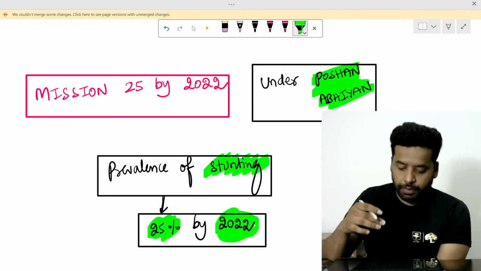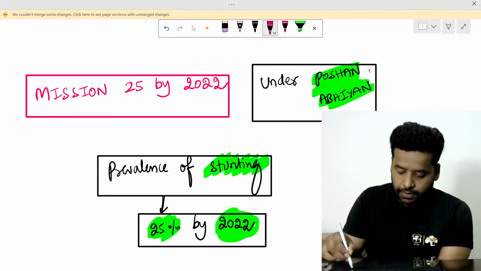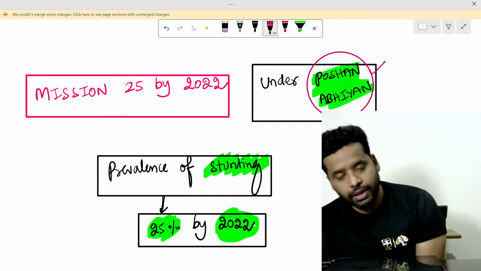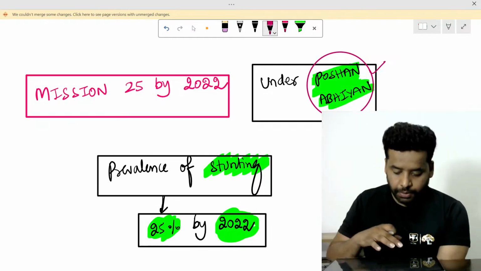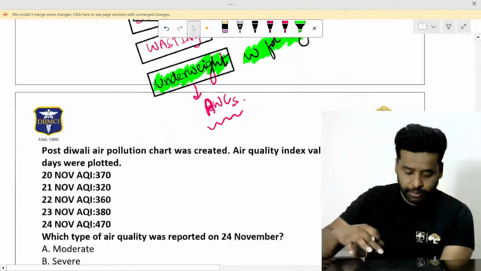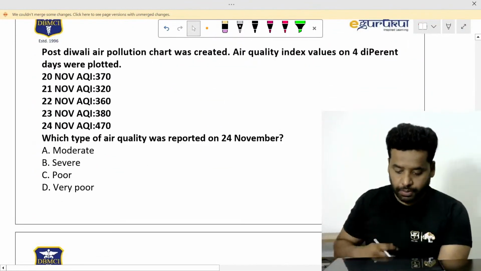So this is Poshan Abhiyan, not the Poshan scheme. Poshan is different. That is the midday meal. This is Poshan Abhiyan. Poshan Abhiyan alag hai, Poshan alag hai. Pradhan Mantri Poshan, that is the midday meal scheme. One more name for the midday meal scheme is Pradhan Mantri Poshan.